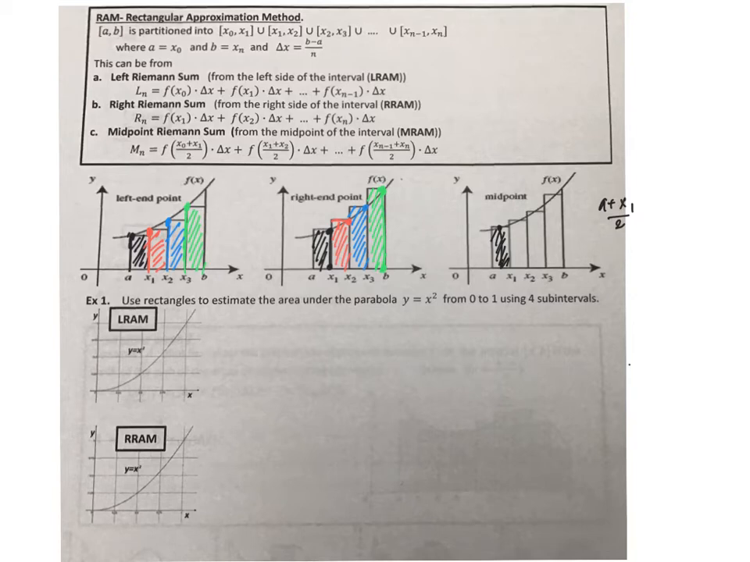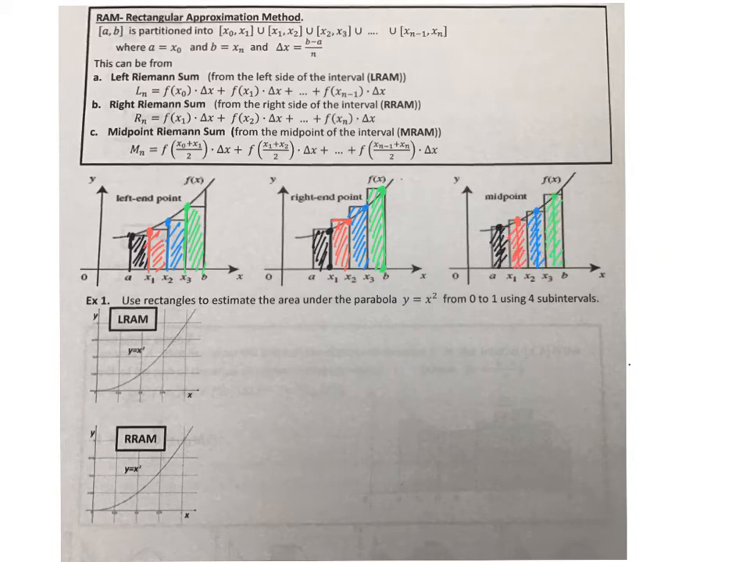And for the second rectangle, that would be x1 plus x2 divided by 2. That would be the midpoint of x1 and x2. The third rectangle would be x2 plus x3 divided by 2. That's the midpoint of x2 and x3. And for the fourth rectangle, that would be x3 plus B divided by 2. So that would be the midpoint between x3 and B. So that is the average of the two endpoints.